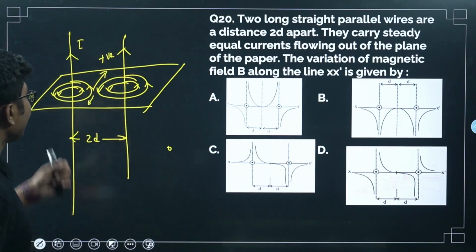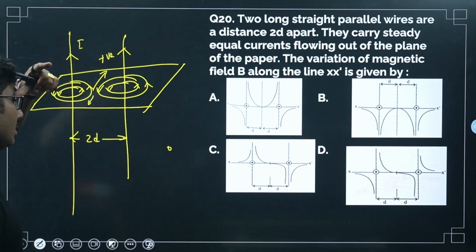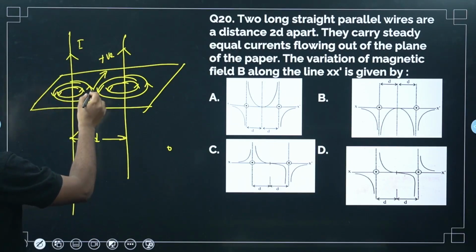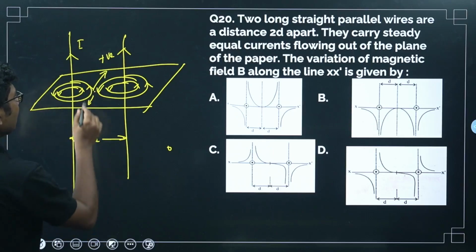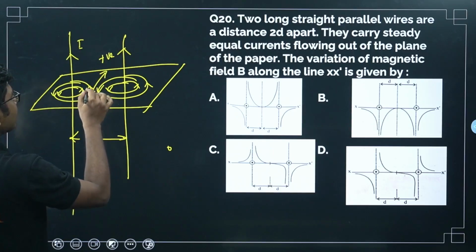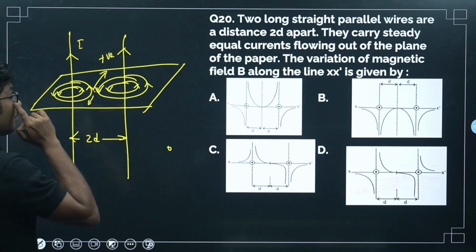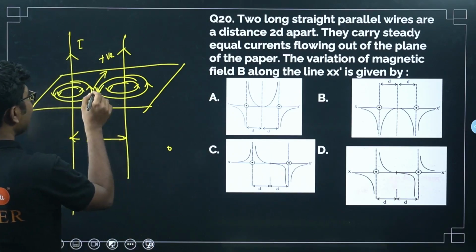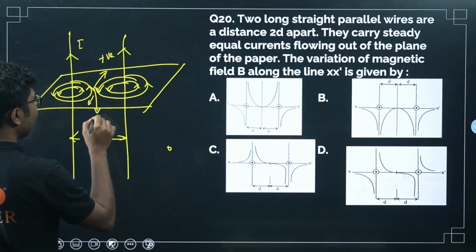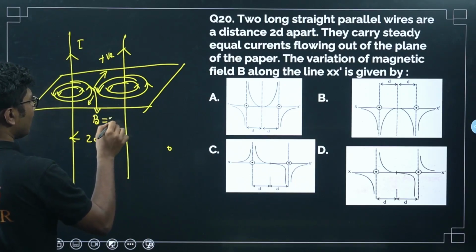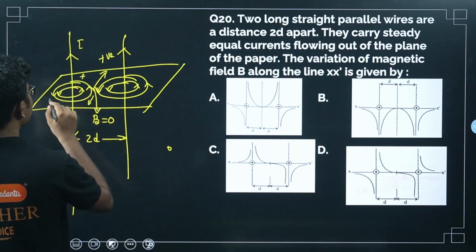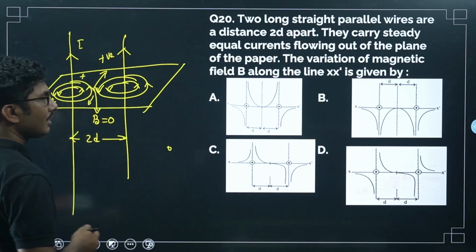Now, if the magnetic field is positive in this direction, because it is moving in this direction, what is happening at the center? At the center, the magnetic field due to this wire and the magnetic field due to that wire are cancelling each other, right? So the magnetic field here is 0. Magnetic field at the center must be 0. Now, if this side magnetic field is positive, then this side the magnetic field is negative.